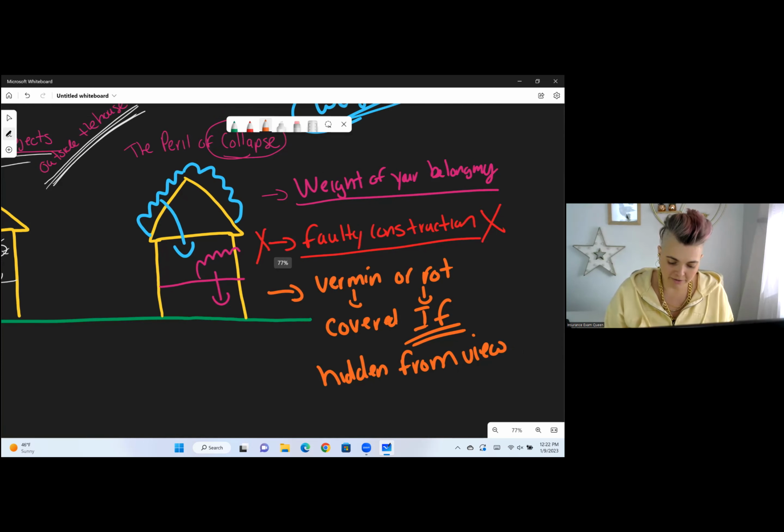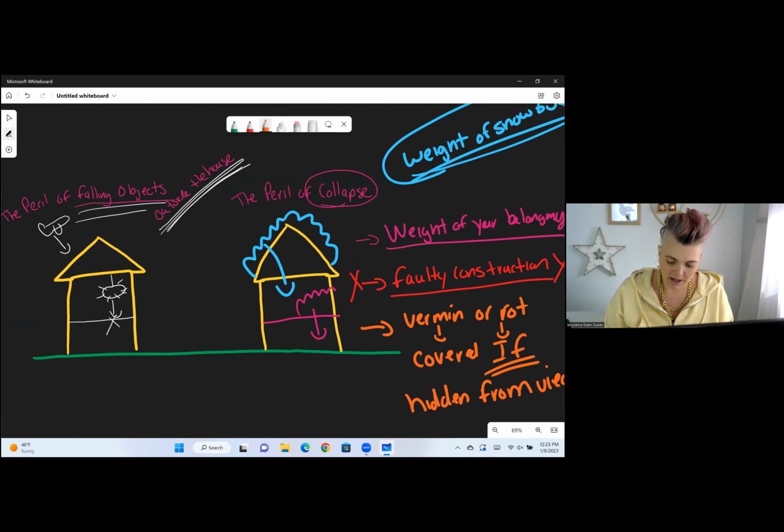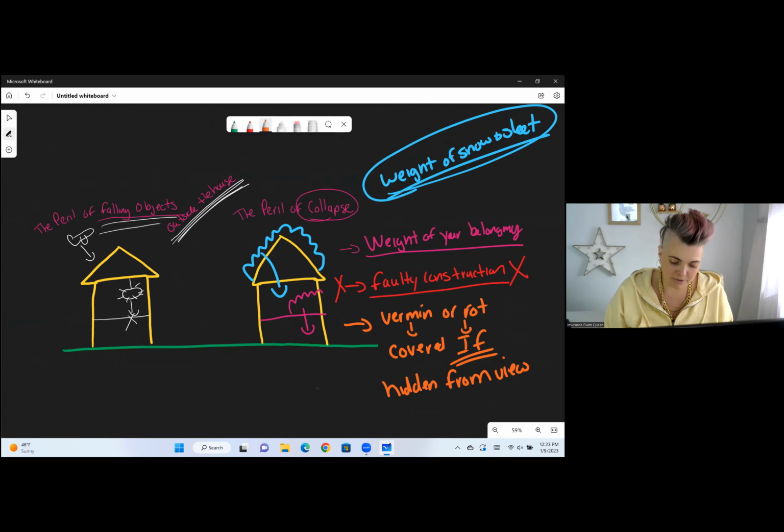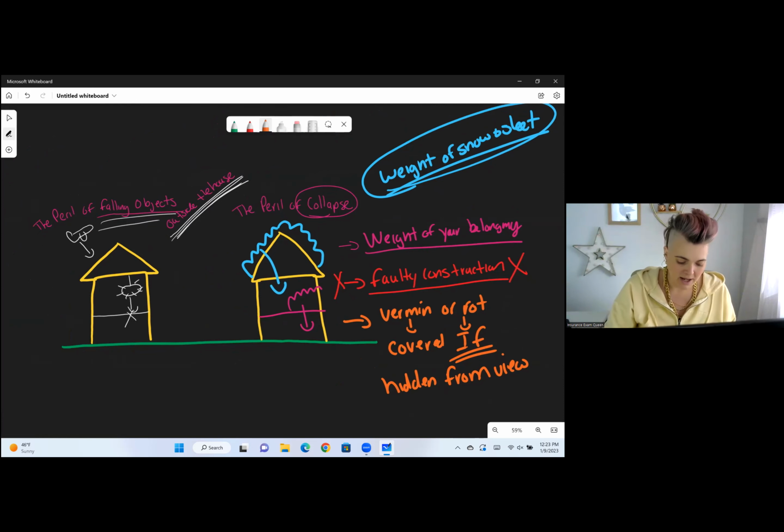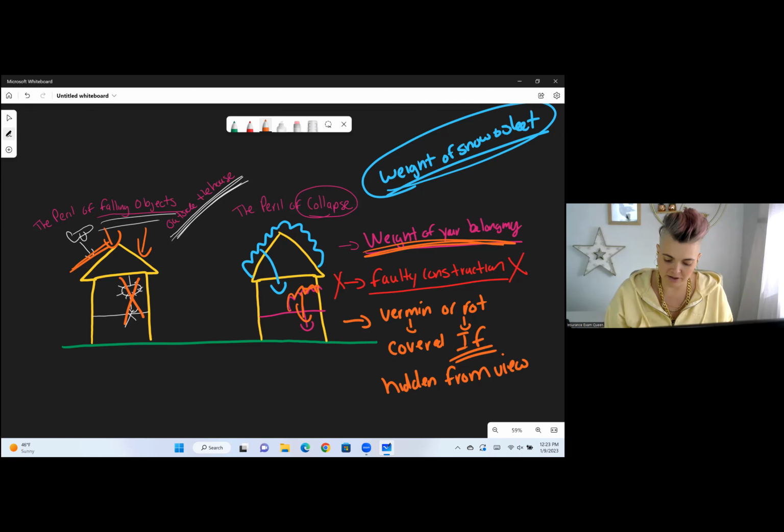So these are just a couple of tricky points that you might see on the exam. And just to clear them up for you, remember, falling objects needs to come from outside of the house. They will not cover stuff falling in the house. It needs to come from outside of the house, down onto the house. Collapse, you have the weight of snow and sleet. That itself is a whole separate peril. And so the weight of snow and sleet is covered if it causes things to collapse. And then the other peril of collapse is the weight of your belongings. So if you have too much stuff and it causes the house to collapse, that's okay. Faulty construction, not covered, not okay. And then vermin or rot is only covered if it was hidden from view.